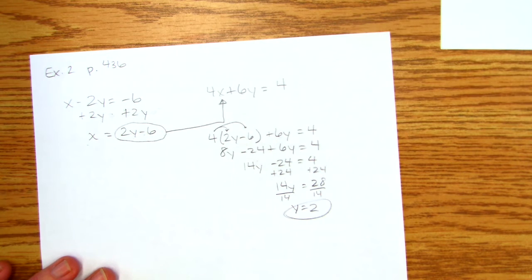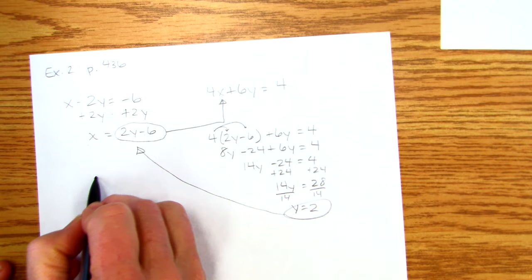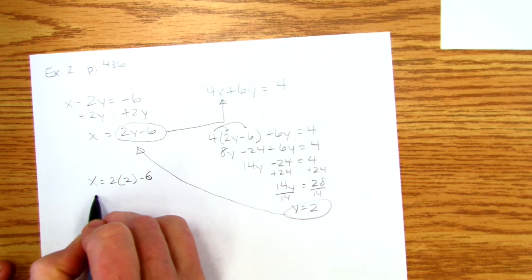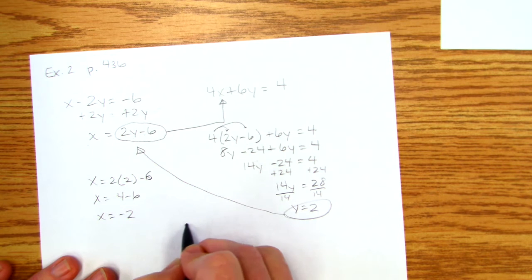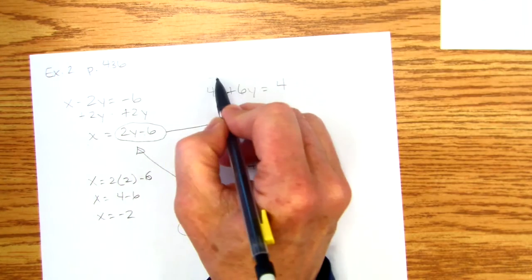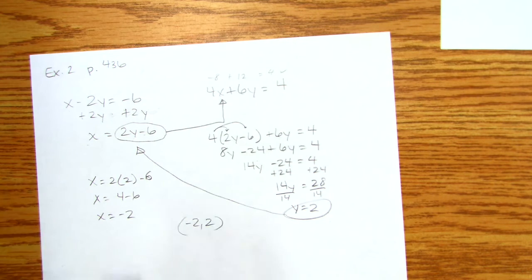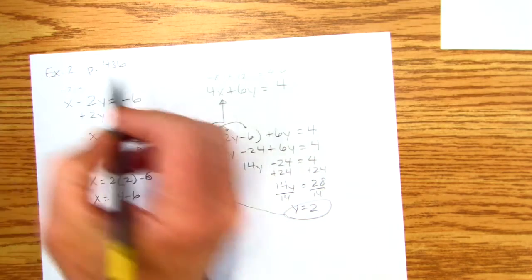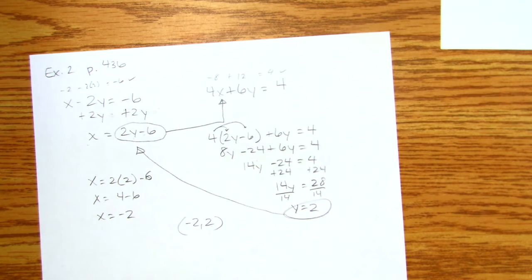Now that I know what y is, I can come back over here and figure out what x is. So x is 2 times 2 minus 6. So x is 4 minus 6, so x is negative 2. So my solution, my intersection, is (-2, 2). It's the point that both of these share. 4 times negative 2 is negative 8, plus 6 times 2 is 12. That equals 4. Check. Negative 2 minus 2 times 2 equals negative 6, and that checks as well.